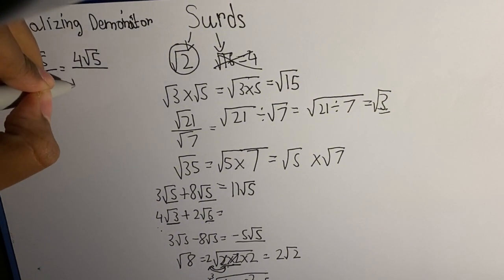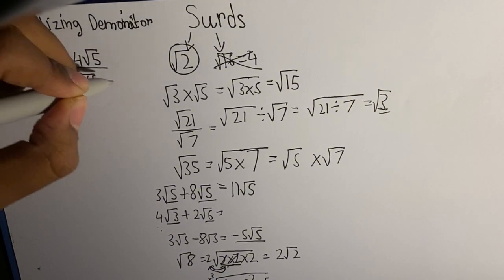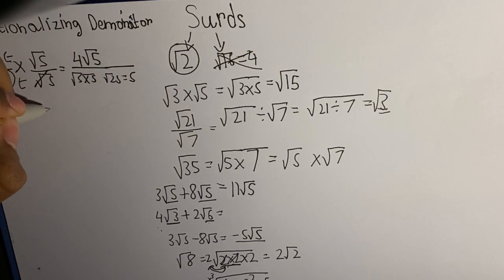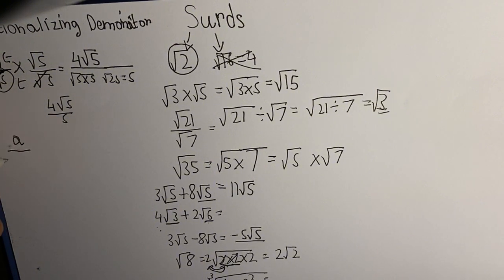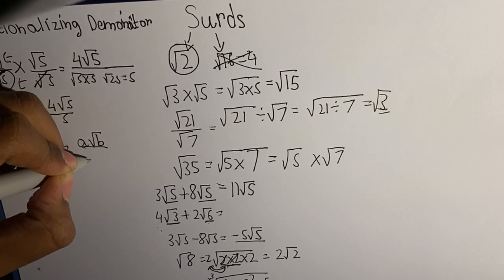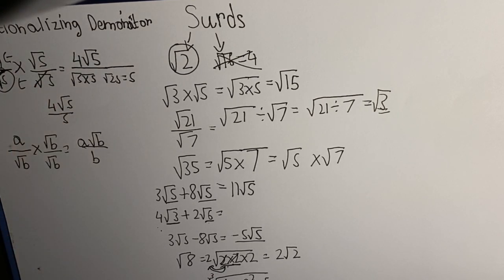And square root 5 times square root 5, the square roots will cancel out. Why? Because square root 5 times 5 is equal to square root 25, and when you simplify this, it is 5. So we write it as 5. So you get the answer as 4 square root 5 over 5. That's your answer for rationalizing the denominator. Small formula, you just remember this. A over square root b times square root b over square root b is equal to a square root b over b. Remember this. That's all you need to know.